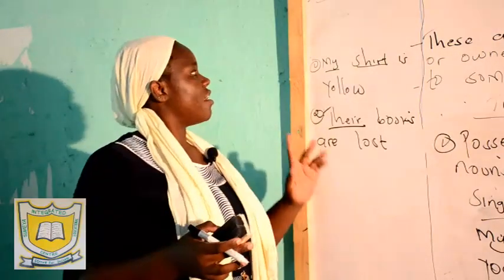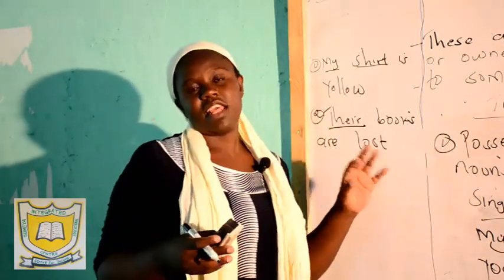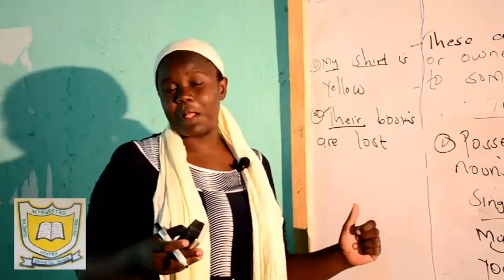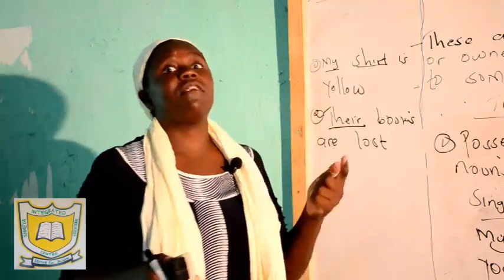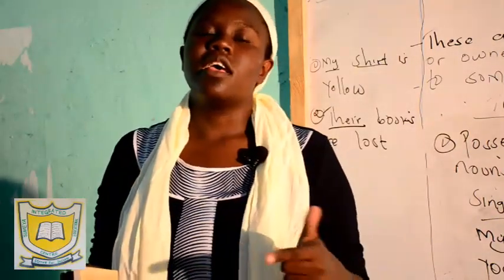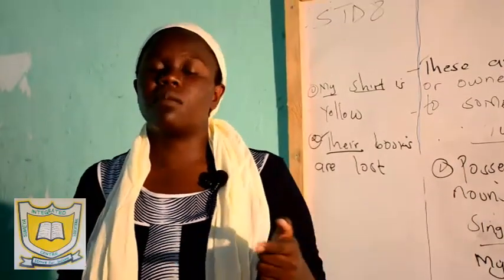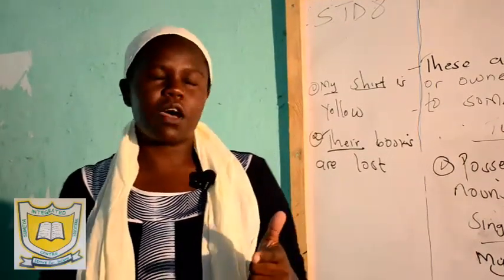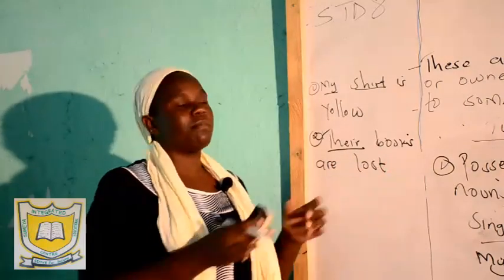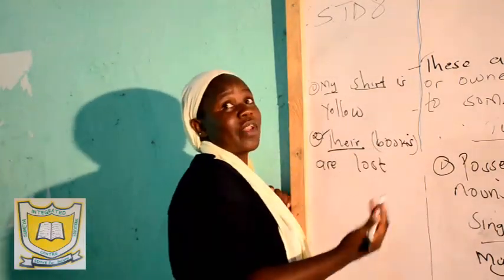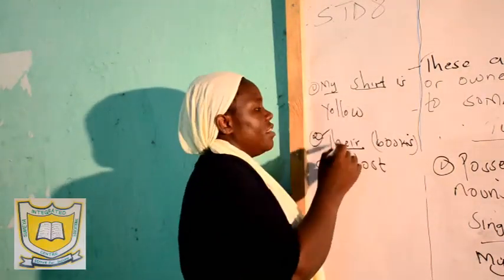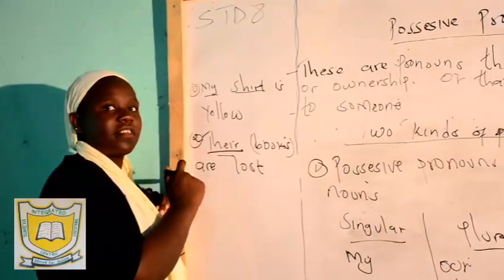So if it comes before the noun, then it is a modifier. If it comes after the noun, then it is what? It's a possessive pronoun that has been used in place of a noun. So we have their books. Books are the common noun in this sentence. There is the possessive pronoun.